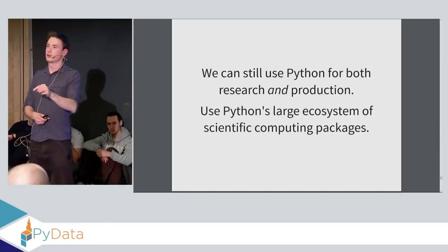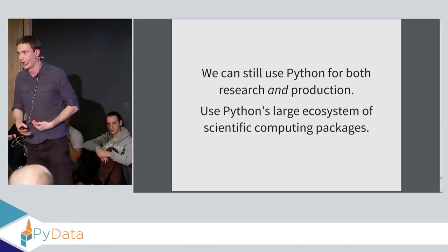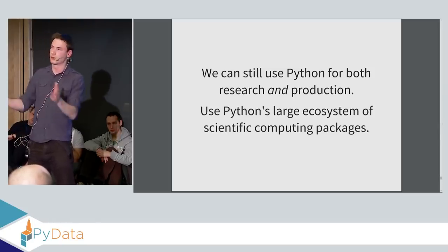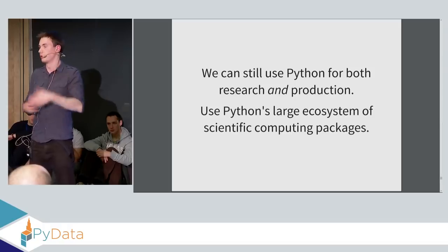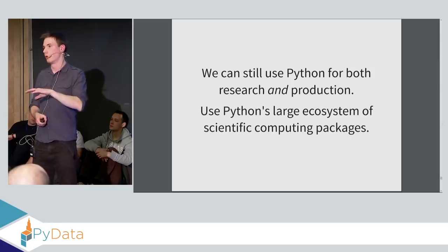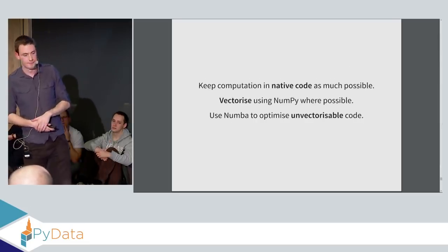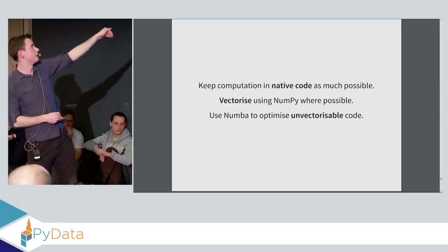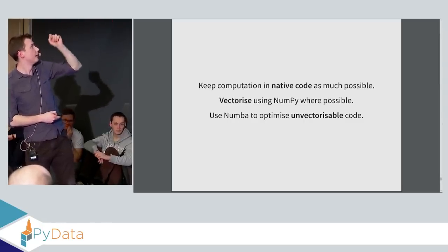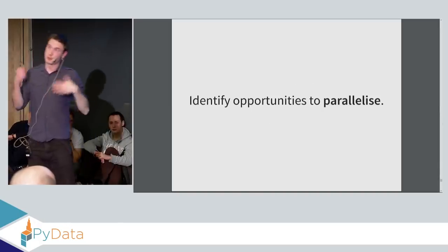I've seen a lot of researchers in our firm, for example, who aren't as familiar with how NumPy actually works, and they'll use NumPy just thinking it's going to speed things up, and actually it makes things slower or doesn't help at all. So it's about knowing what they're actually doing under the hood, and by doing so, it's very little work to use these tools properly to get the speedups you want. You keep all your computation in native code by vectorizing using NumPy and then using numba to optimize the unvectorizable code. And if that isn't enough, yes, you can parallelize.